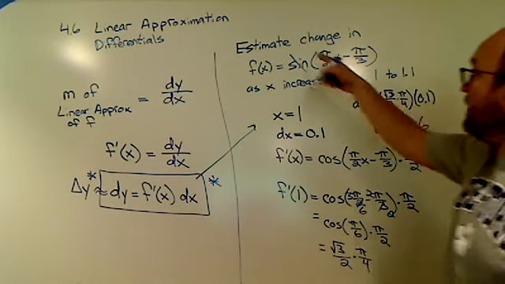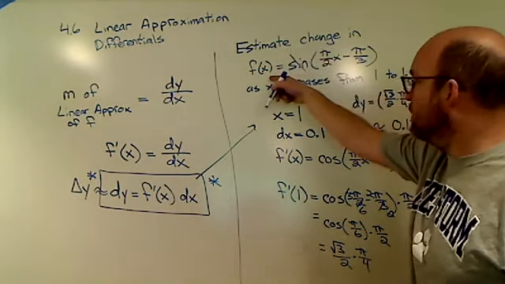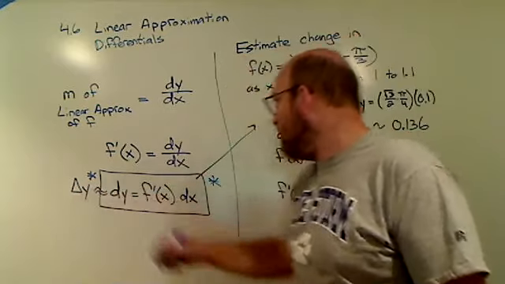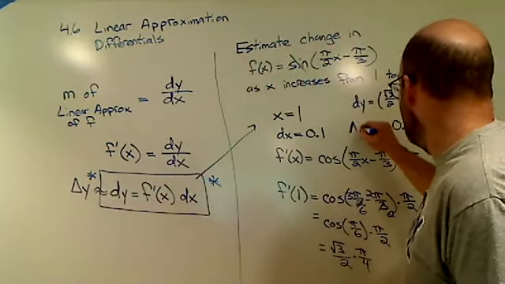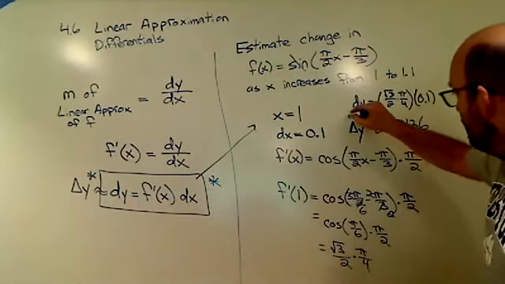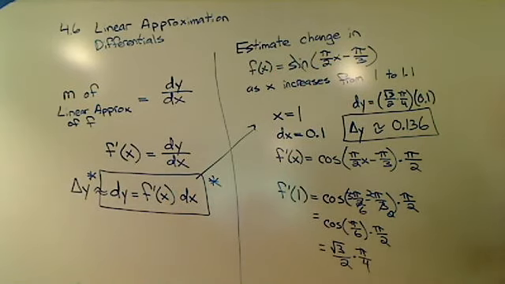But notice it doesn't ask us to estimate dy, it's asking us to estimate the change in the function. So one last time, the change in the function is about the same as the change in the linear approximation. And so the change in y, the change in the function, that's not perfect, but it's our approximation. It has to be about 0.136.